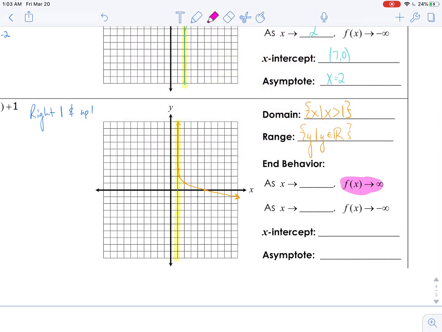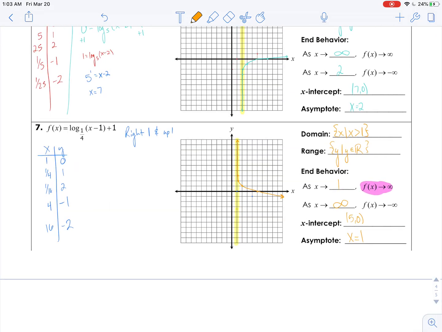When is this graph getting very big y values? When is that graph going up? Well, it's going up as I go to the left, as I approach 1. And when is this graph going down? Well, it's going down as I approach infinity, as I go to the right forever. The x-intercept looks kind of nice. 1, 2, 3, 4, 5. Looks like I've got 5, 0, and that asymptote x equals 1.